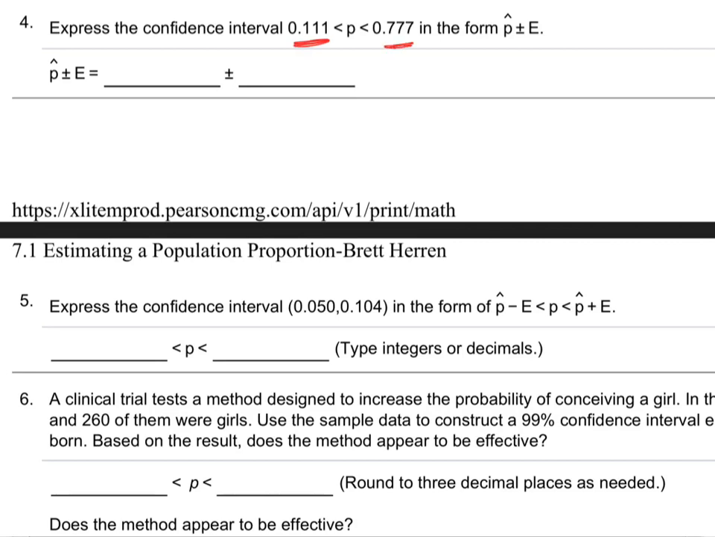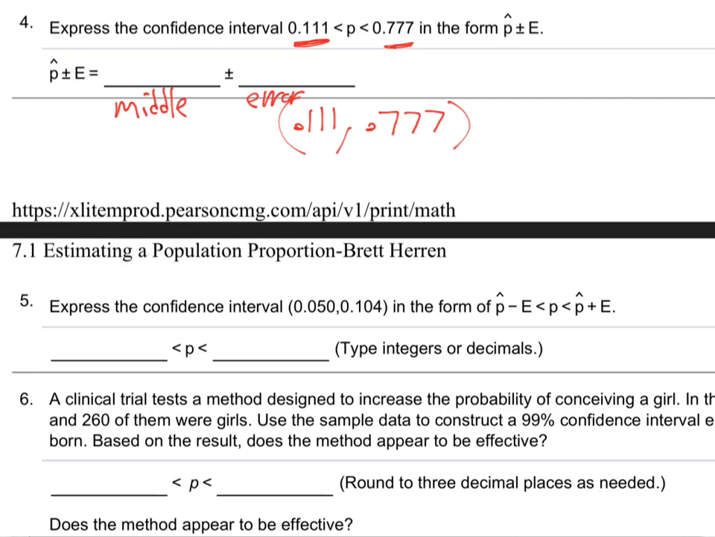Suppose they give you a confidence interval, which goes from 0.111 to 0.777, right? And they're saying, hey, can you rewrite it another way for us? Well, this means, can you put the middle here, plus or minus the error? That's called P hat. That little arrow above it is called a hat. Sounds like I'm making stuff up, doesn't it? But that's the official name. So P hat means the sample middle, and plus or minus the error.